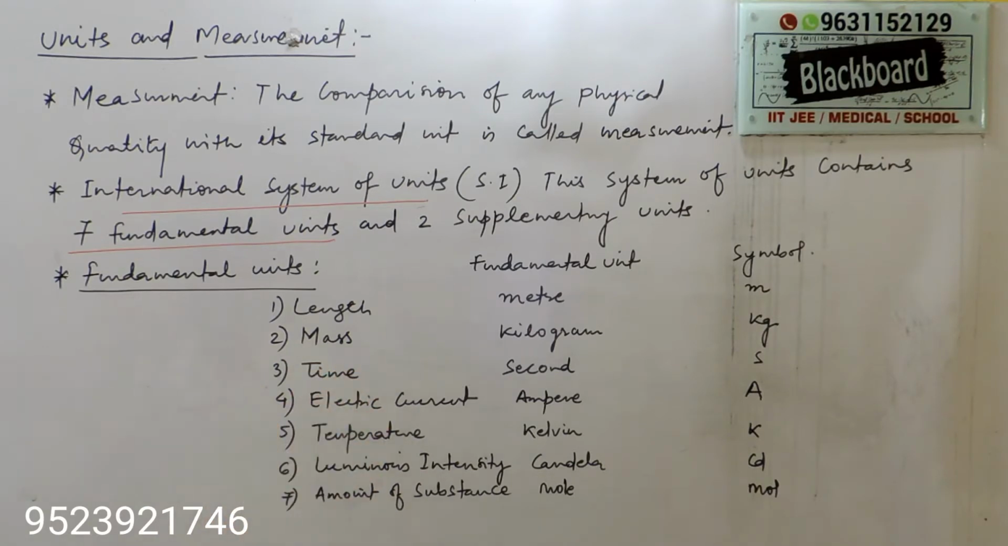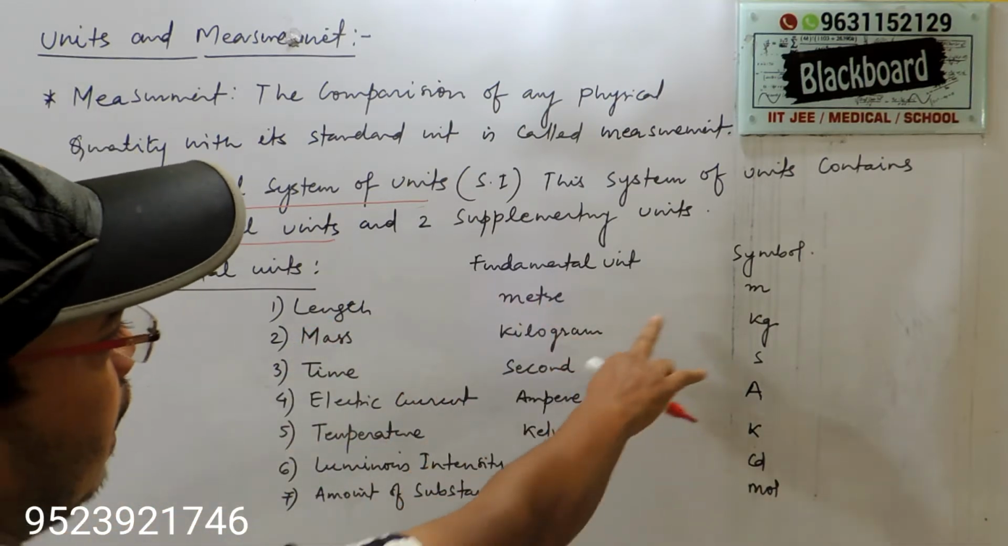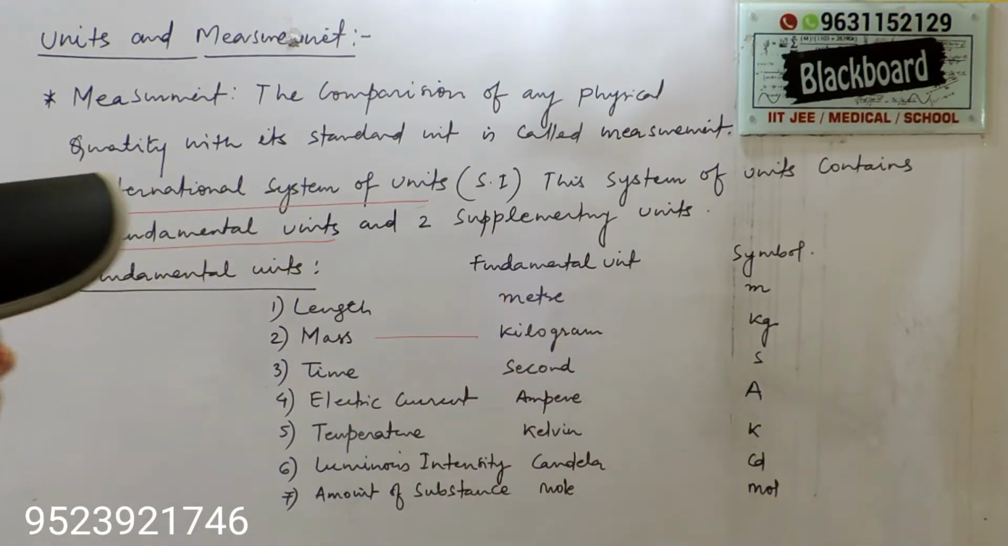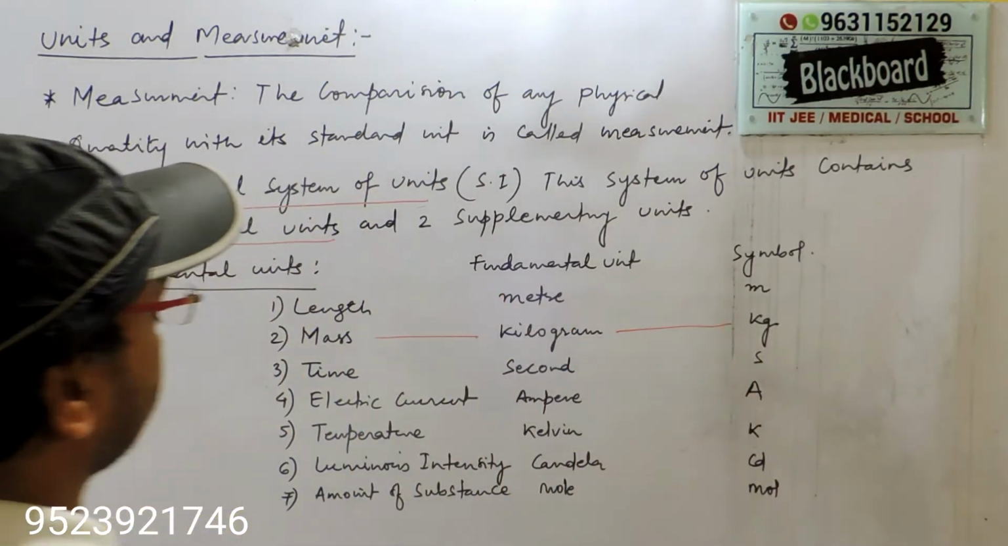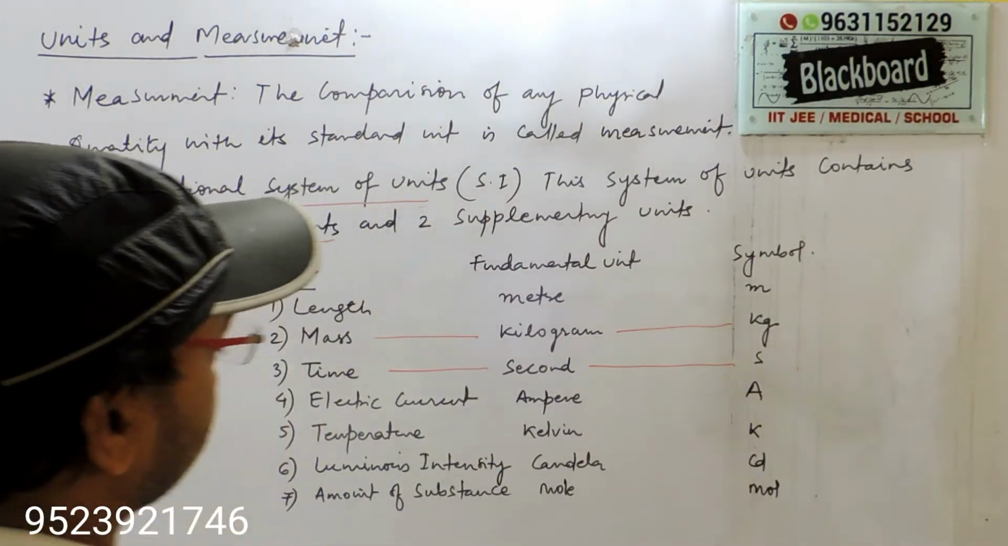Supplementary units are radian and steradian. Radian is the unit of plane angle and steradian the unit of solid angle. Here 7 fundamental units are given. Length, fundamental unit meter and symbol is small m. Mass, kilogram, fundamental unit and symbol is kg. Time, second and symbol is s.